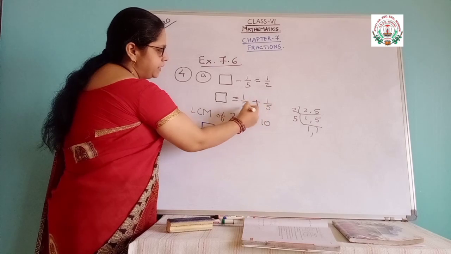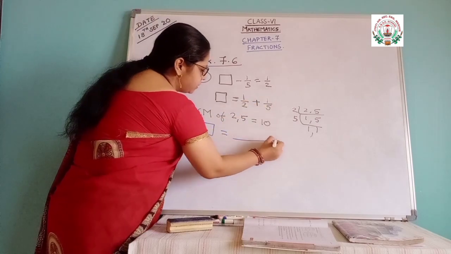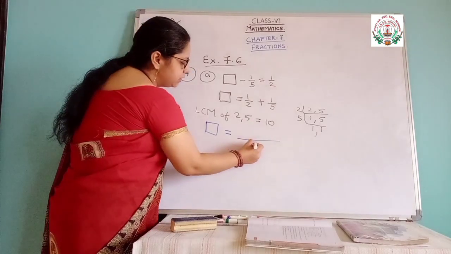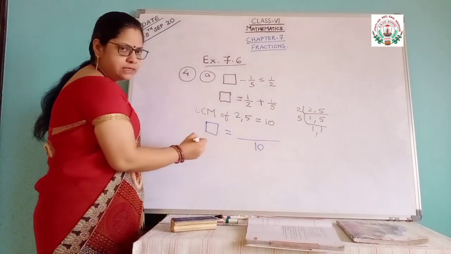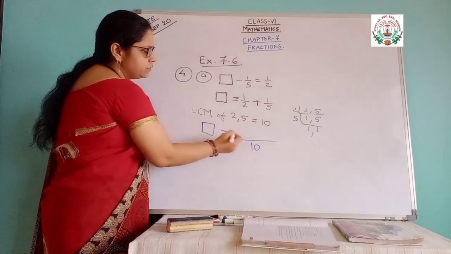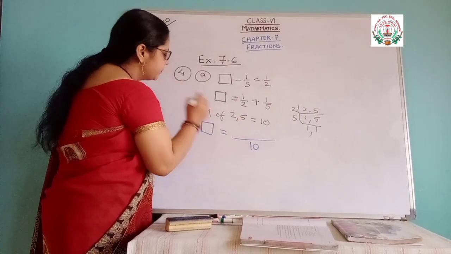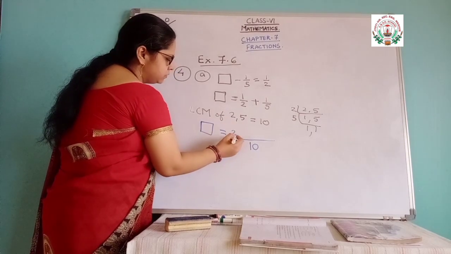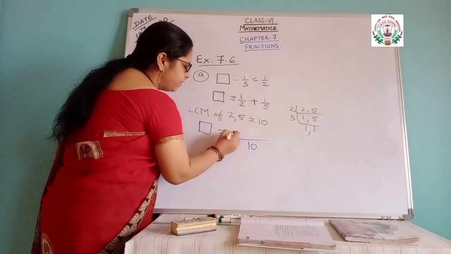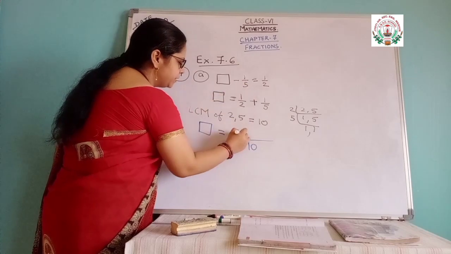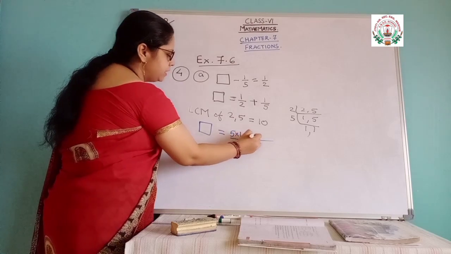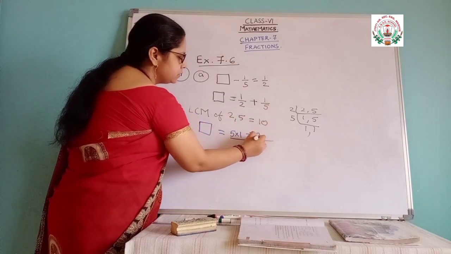Okay, this 1 by 2 plus 1 by 5. First we will draw one line, that is the separation line of numerator and denominator. Then for the denominator we will write down the LCM. Okay, 10 we have written here. Now 2 into how much will give you 10? 2 fives are 10, into its numerator. That is 5 will come here. Plus, 5 into 2 is 10, so that 2 will come here.